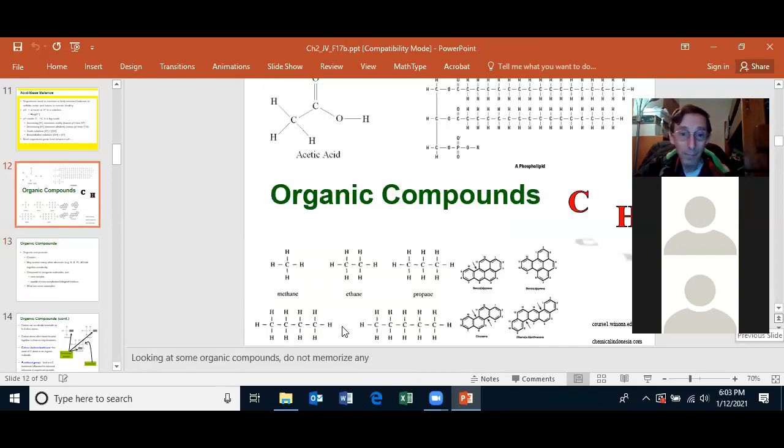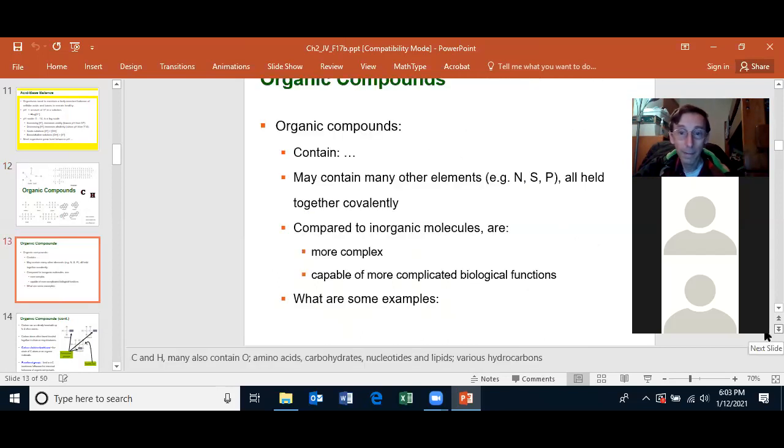Let's come back here. Methane, ethane, propane are all hydrocarbons. They only contain carbon and hydrogen. Organic compounds may contain other elements like nitrogen, sulfur, phosphorus, and they're all held together by covalent bonds. Most organic compounds, if they have nitrogen, sulfur, or phosphorus, have these in small numbers, meaning carbon and hydrogen are the main elements, and oxygen is much more common.